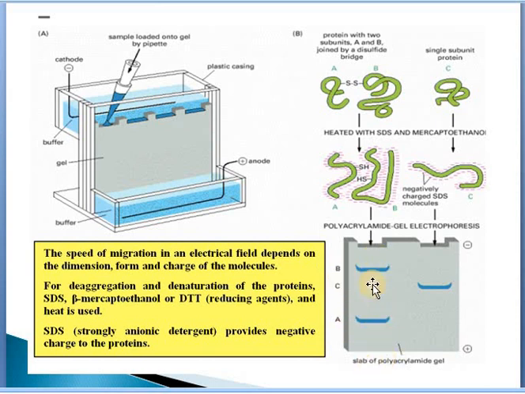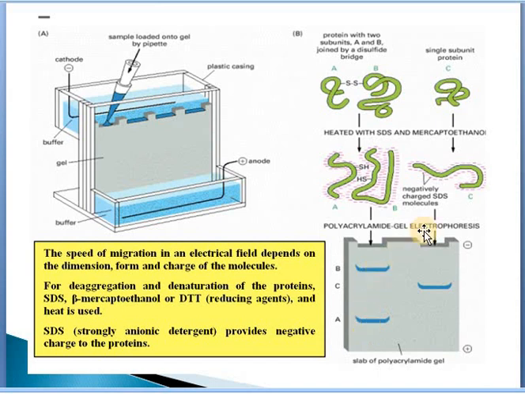In this picture, B band has high molecular weight, so it will be on the top. See, from the image itself you will understand. A is a linear polypeptide chain with the minimum weight and B is maximum. So maximum will be on the top and minimum will be on the bottom. So this is the way we are separating.